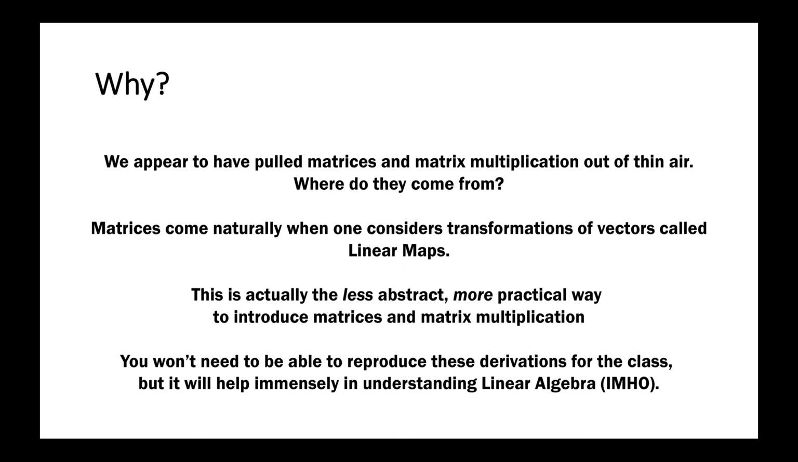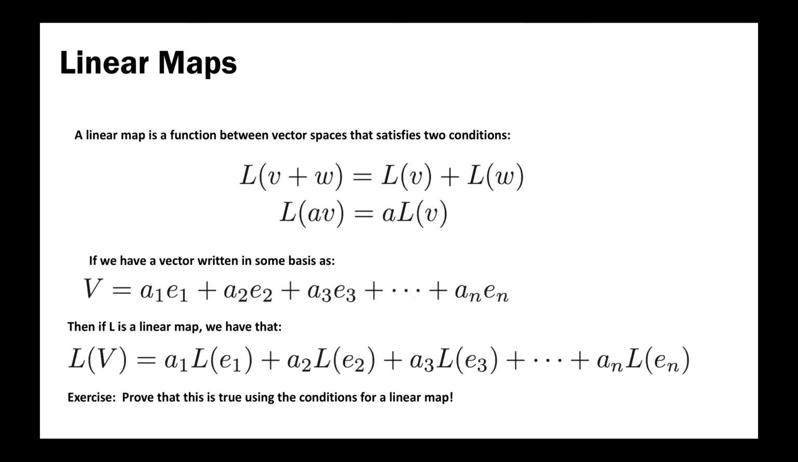So let's begin. What is a linear map? Well, you're familiar with functions. A function like x squared takes in a number and gives me the square of that number. So if I give the function 2, x squared will give me 2 squared, which is 4. A linear map is a function between vector spaces, which means that I give it a vector in one space and it gives me another vector in a possibly different space.